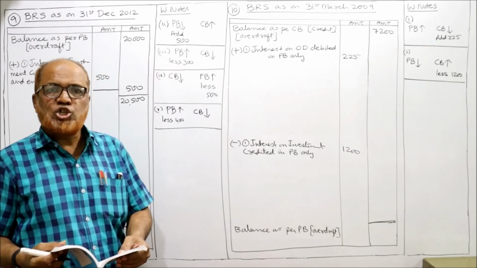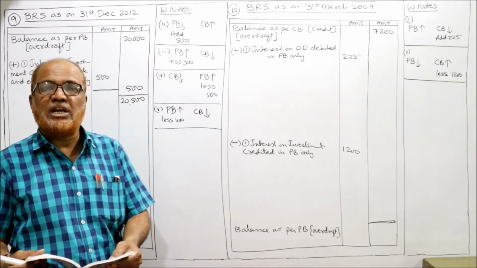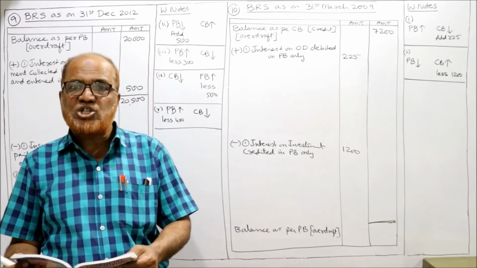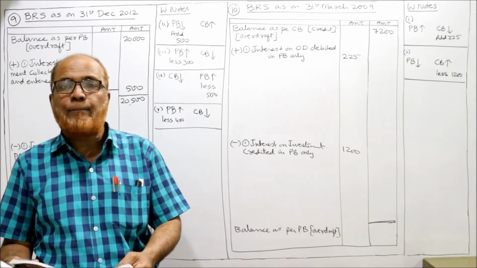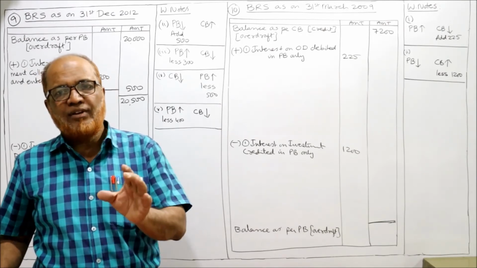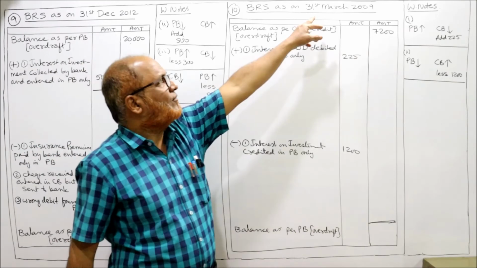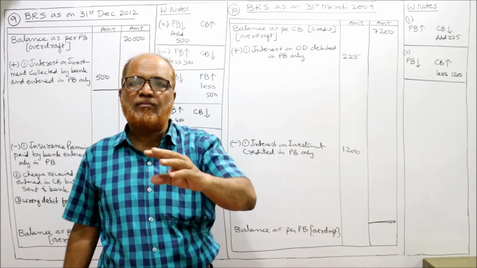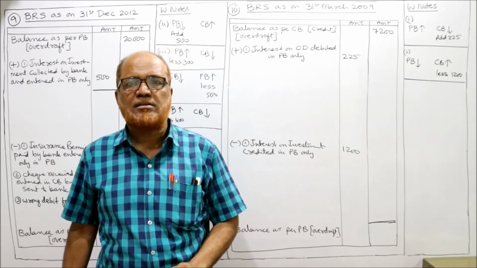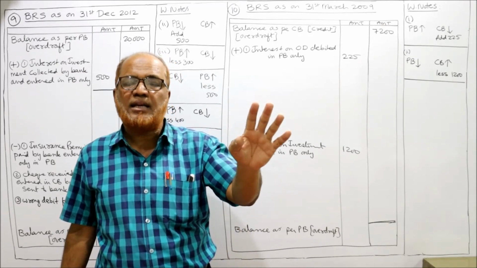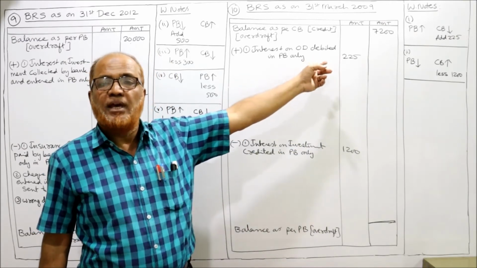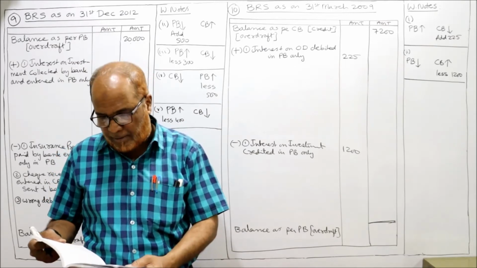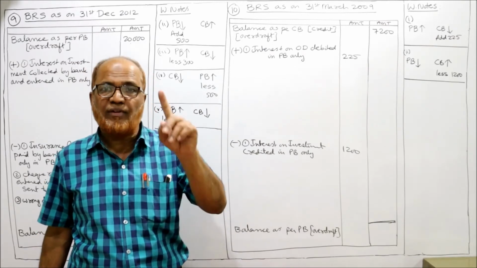Next, third point. A check of rupees 750 issued to Srinivas was cashed by him on 10th April 2009. We are preparing the BRS on 31st March 2009. So before 31st March 2009, we have issued a check to Srinivas, but the person has not encashed the check before 31st March. He has encashed it after 31st March, on 10th April, in the month of April.